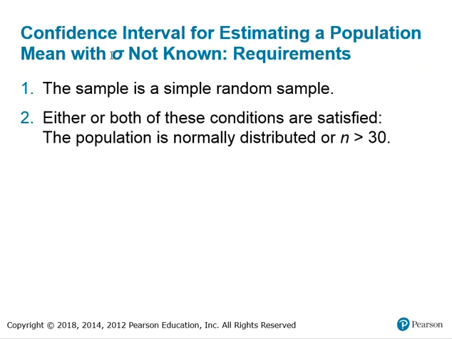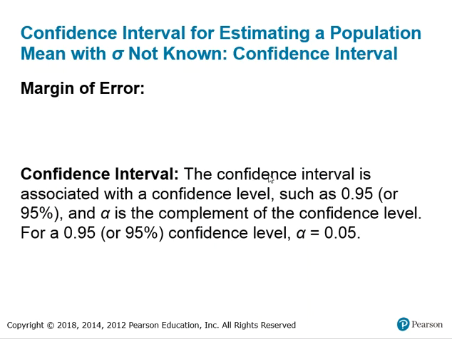Requirements that need to happen: if we do not know the population mean, we make sure we have a simple random sample, which is actually true for all things that we do in statistics. And then the other thing we need is to make sure we're either normally distributed or your sample size has to be greater than 30. It is critical that we realize it's an or, not an and. They both don't have to occur.